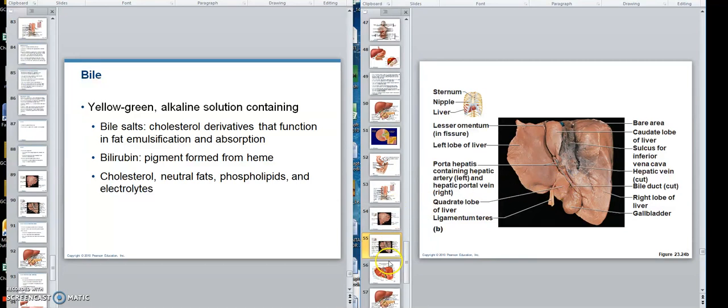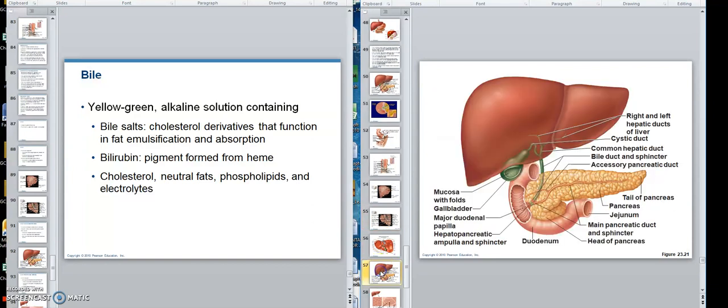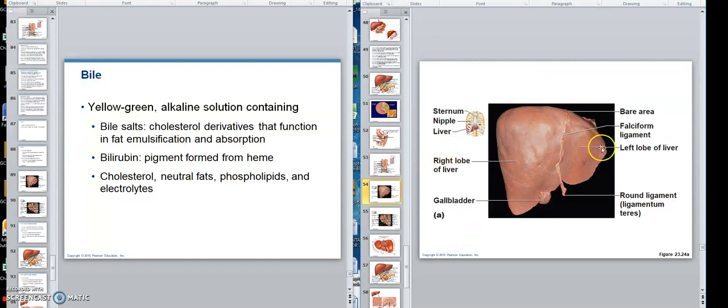Right here, we described how the hepatic ducts, right and left, would dump into, with the cystic duct, to give the common bile duct, and we already described that in intricate detail. So we've gotten to that part right there. Everybody's okay. All right. The round ligament used to be the old umbilical vein from your belly button.